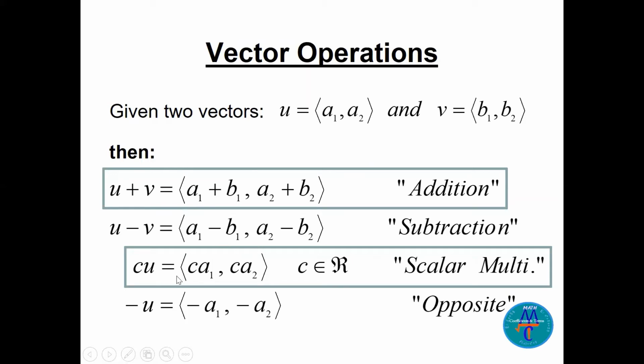Scalar means a real number. C belongs to the real numbers. So cu, we multiply c, it can be positive or negative, times u. So it will be c a1, c a2. And then we can multiply also by minus 1, minus u. This is the opposite of the vector, in the other direction. So it will be minus a1, minus a2.